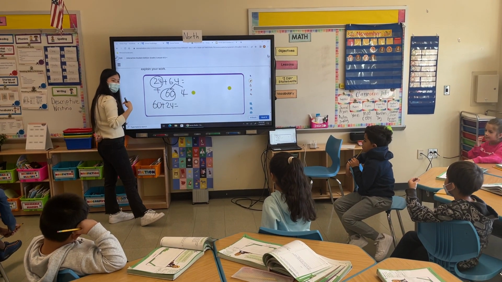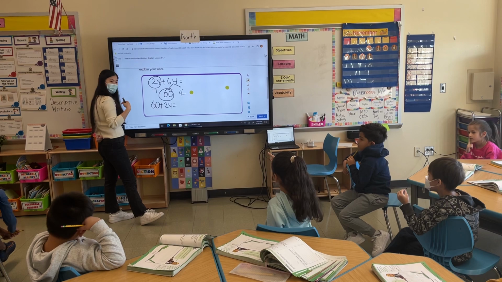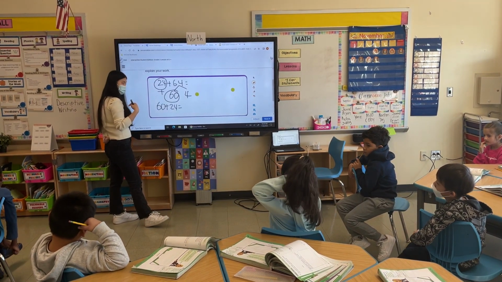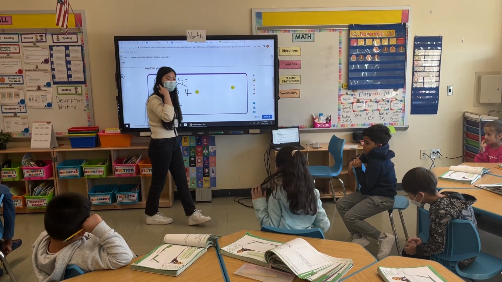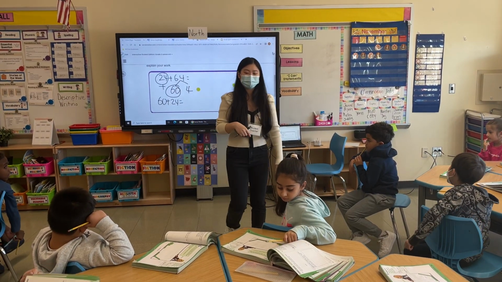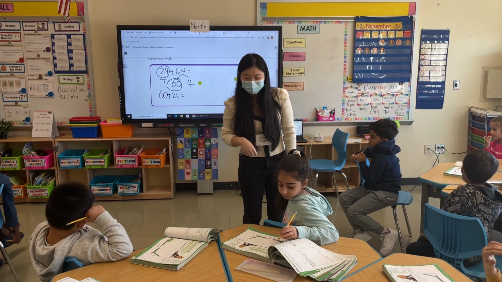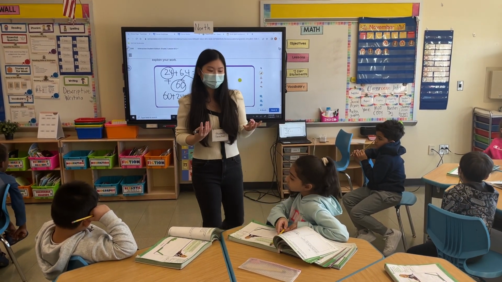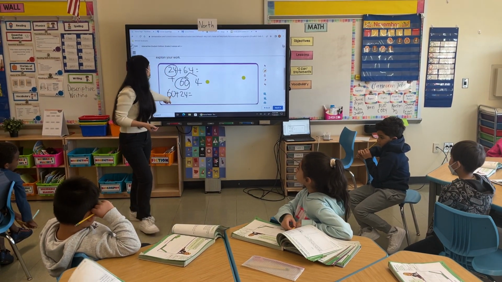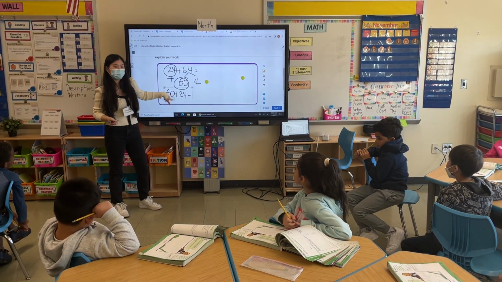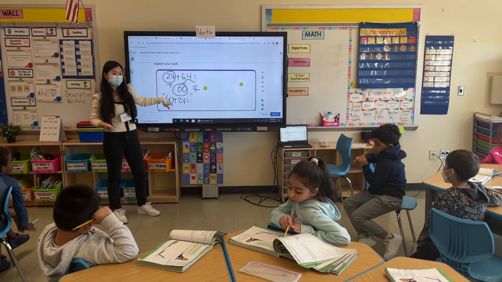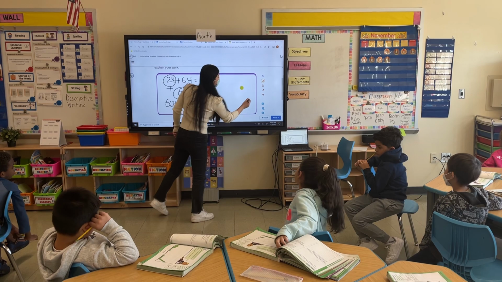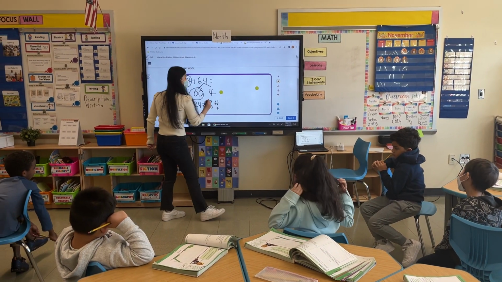What number you got? I'm going to do the 60 plus 24. Tell me. 60 plus 24. How many tens? How many ones? We have how many ones? 0 plus 4. 0 plus 4 equals 4. And then what about? 84. Good job. So we got 84.